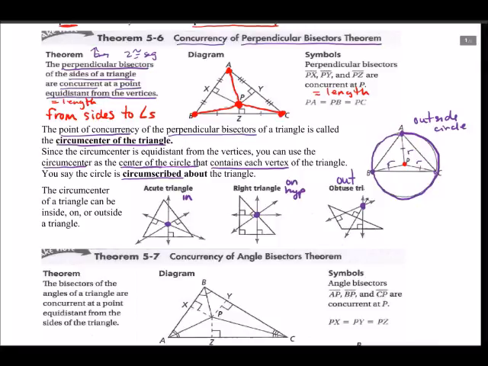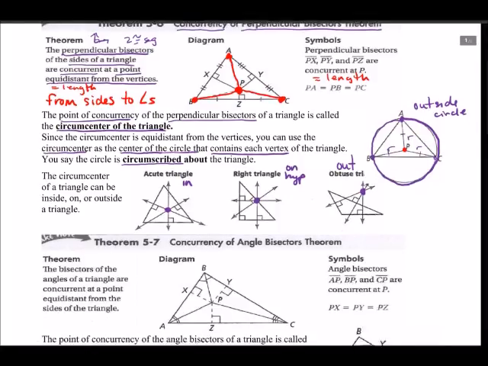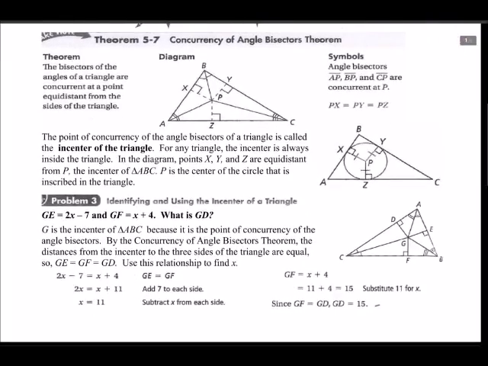All right, let's look at our next one. The concurrency of the angle bisectors theorem. So what does this say? This says the point where our angle bisectors meet. Do you see that in the name? Concurrency, the intersection of three or more lines. What are our three or more lines? They are angle bisectors. So let's look at our theorem here.